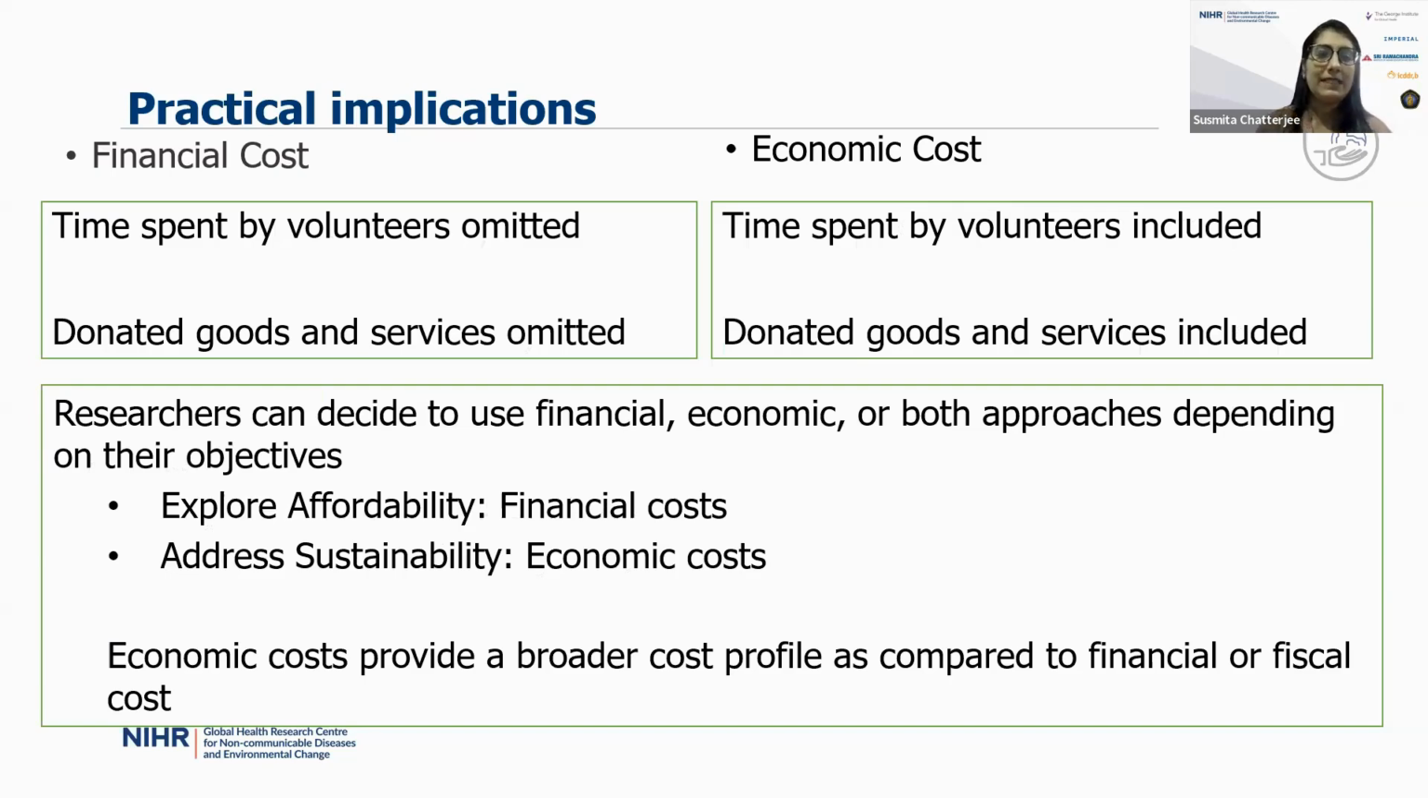So economic cost, basically, as I said earlier, addresses the sustainability. It takes into account a much broader perspective, and financial cost takes into account the affordability, how much the government can afford. That's the money. So if you are interested in money, go for financial. If you are interested in a much broader perspective, go for economic. Basically, you have to do all of financial, plus you have to take into account the opportunity cost. That's the difference.